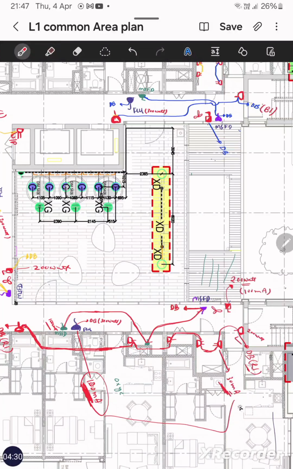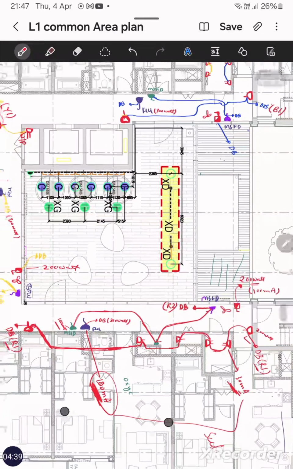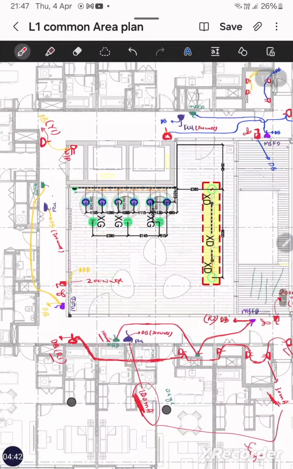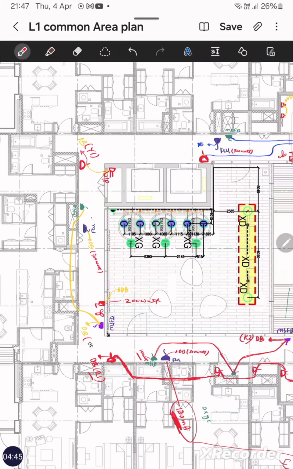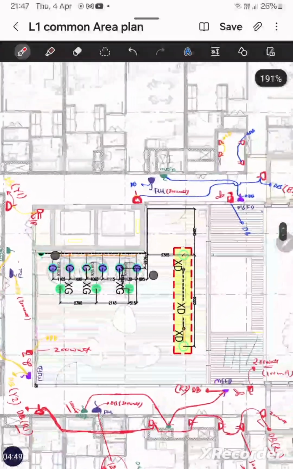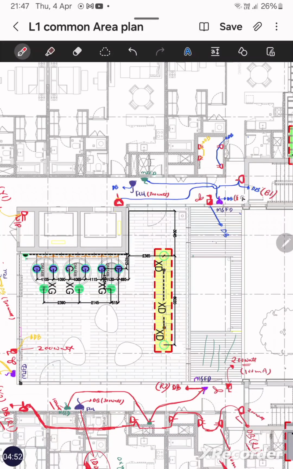So we cannot put these two different ELCB in one section. Okay. So we will go for the MSFD. So we will write here R2. Okay. For this MSFD, this MSFD, this MSFD. For the Y circuit, we will write here Y2. For the blue circuit, we can write here B2.